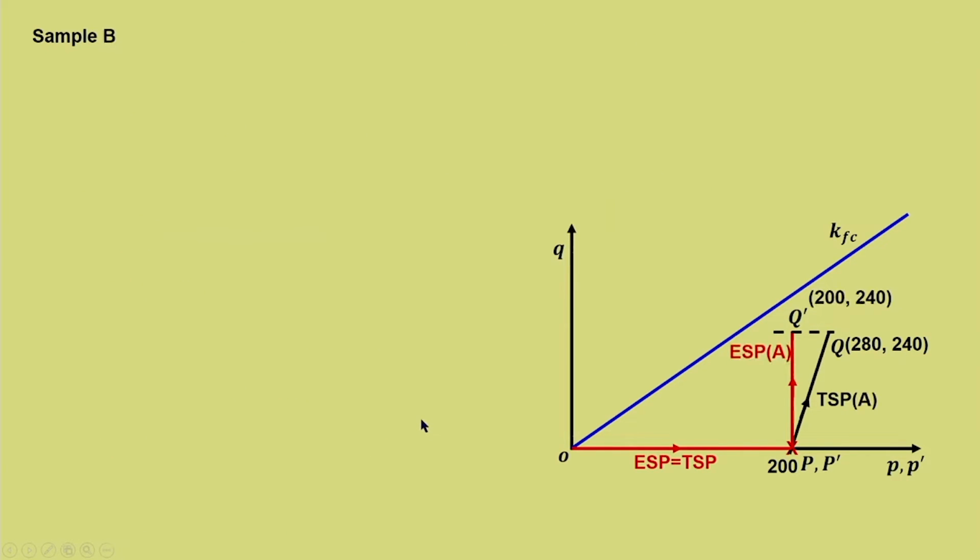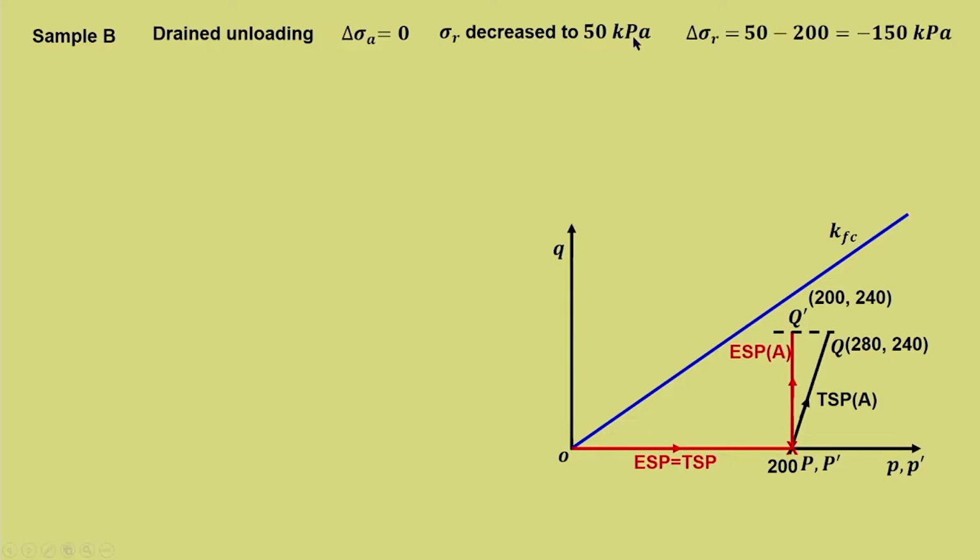Now, sample B. We know that it is a drained unloading. Here it is a release of radial stress. So, drained unloading: delta sigma A is 0, axial stress kept constant, and sigma r decreased to 50 kilopascal. There was an initial value of 200, and from there it is decreased to 50 kilopascal. So, delta sigma r is equal to 50 minus 200, that is minus 150. All this sequence of loading we have clearly discussed while discussing the stress path, so you can cross refer to those for understanding this better.